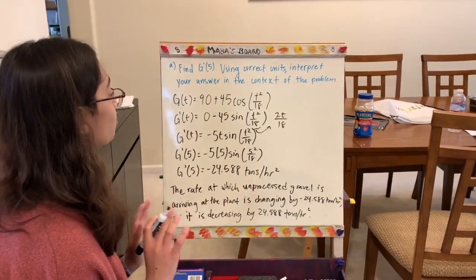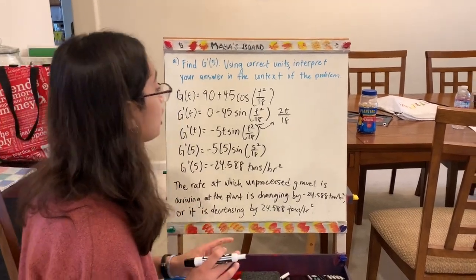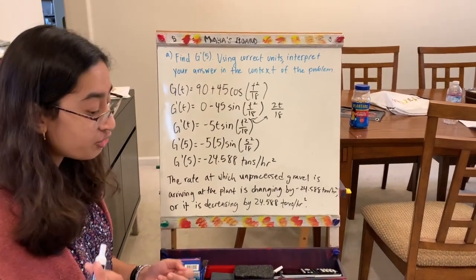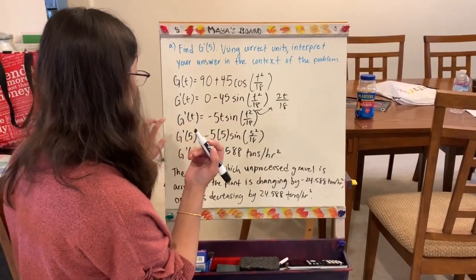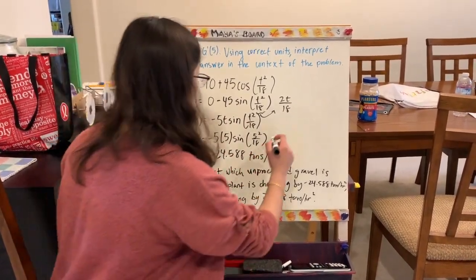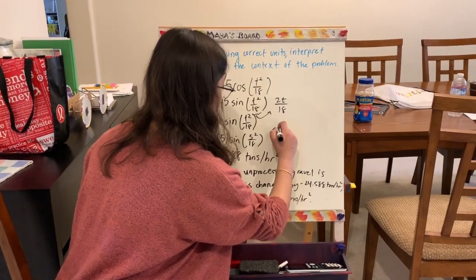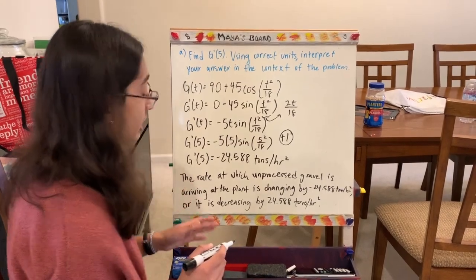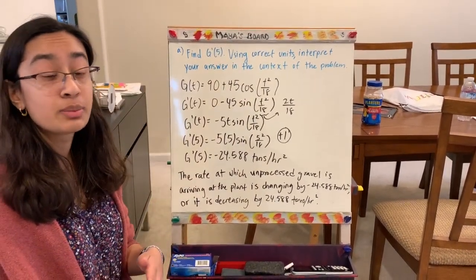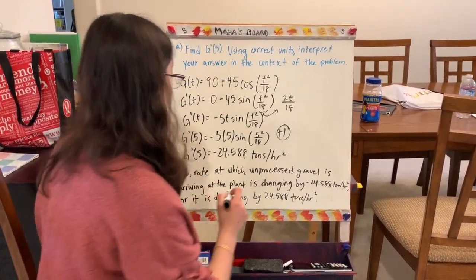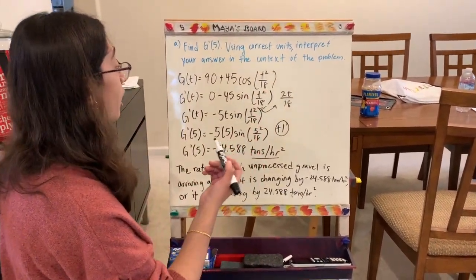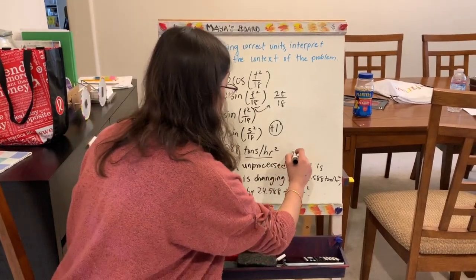Alright, so in terms of points for this problem, there are 2 possible points you can get. The first is for finding g prime of 5 and showing the work for all of that. And the next part is for interpreting in terms of the units, which we have over here, and interpreting the problem in the context of the problem, which we have here.